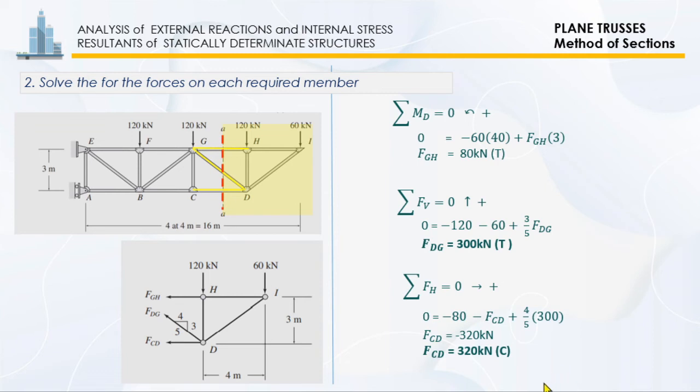So, next naman, kulang natin? Ang kulang na lang natin is yung ating FCD. So, taking summation of forces horizontal is equal to 0, going to the right as positive. So, we have 0 is equal to negative 80 minus FCD plus 4 over 5 multiplied by 300. Solving this one, we have FCD is equal to negative 320 kilonewton. So, negative siya, ibig sabihin, mali yung assumption natin na tension siya. So, that is 320 kilonewton compression for FCD.